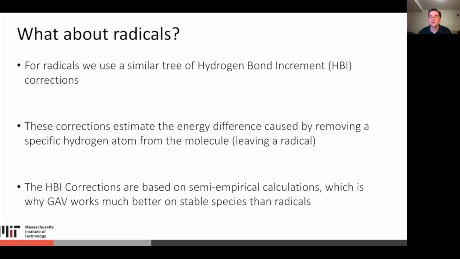Now, so far what we've talked about doesn't really deal with radicals in particular. And for radicals, we use a similar tree of hydrogen bond increment corrections, which essentially estimate the energy difference caused by removing a specific hydrogen atom from the molecule, leaving behind a radical. And if you had a dirad, you would apply this two times within the molecule. And these corrections are based on semi-empirical calculations, which is why GAV works so much better on stable species than it does on radicals.